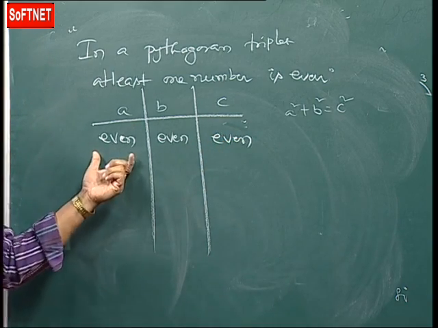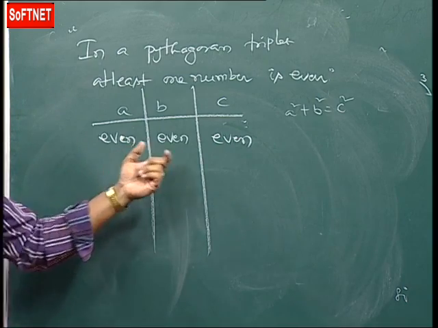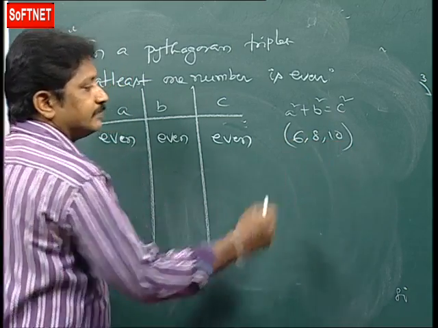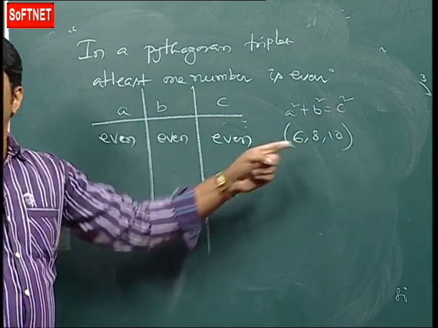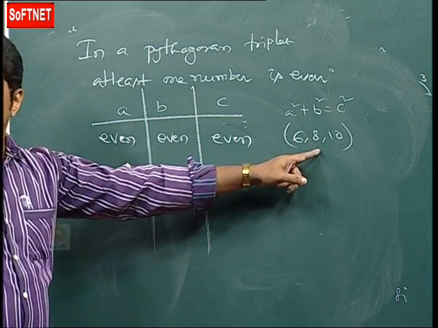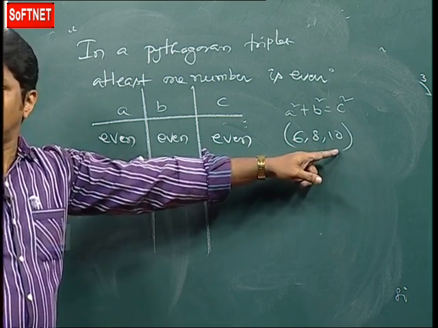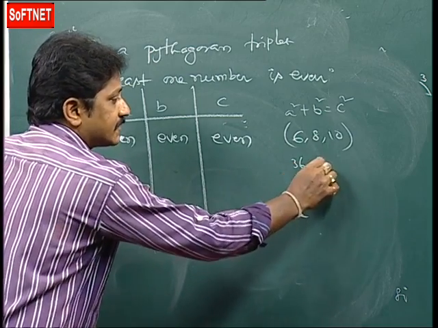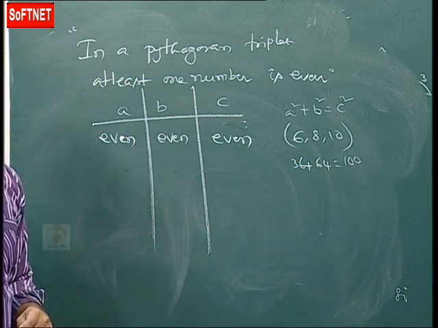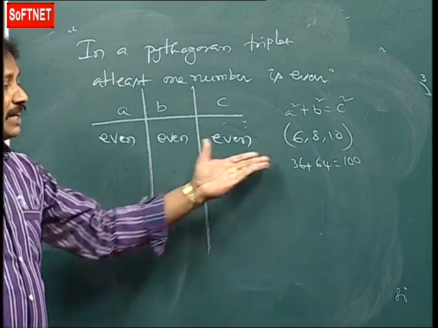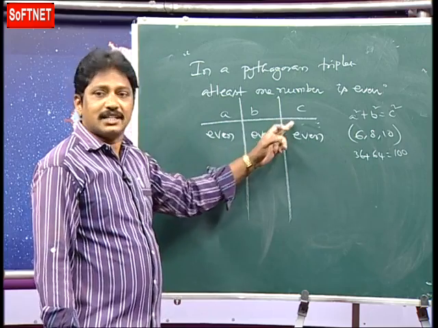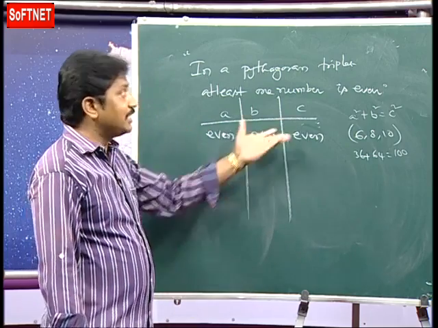Even plus even is an even number. If you have any doubt, check one Pythagorean triplet: 6, 8, 10. All are even numbers. Am I correct? 6 square 36, 8 square 64, 10 square 100. 36 plus 64 equals 100, correct? So when A is even and B is even, C is also an even number. So all are even here.